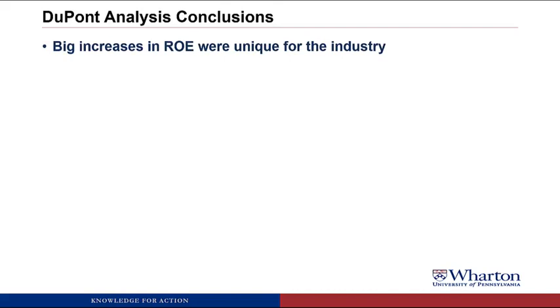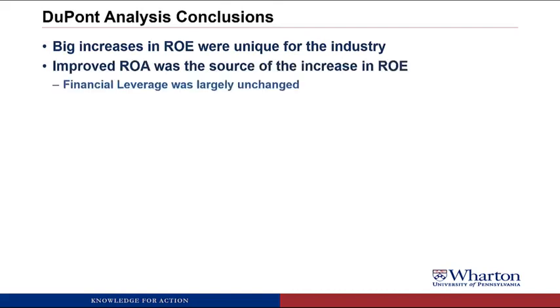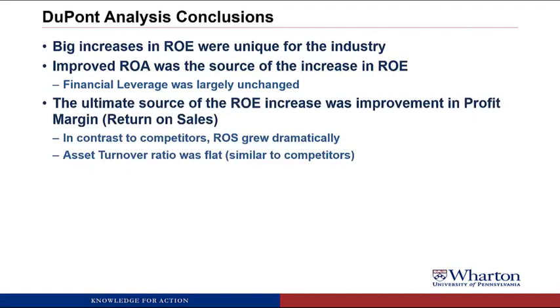So to wrap up, what we learned from the DuPont analysis is that the big increases in ROE for Plainview were unique for the industry. Plainview was clearly doing something that the rest of the industry was not able to do. Plainview's improved ROA was the source of its increase in ROE. It didn't take on more debt, it didn't lever up because financial leverage was largely unchanged. Instead, the ultimate source of the ROE increase was improvement in profit margin or return on sales.